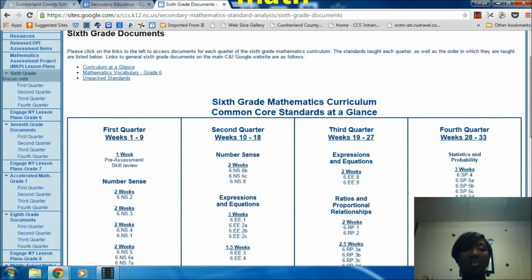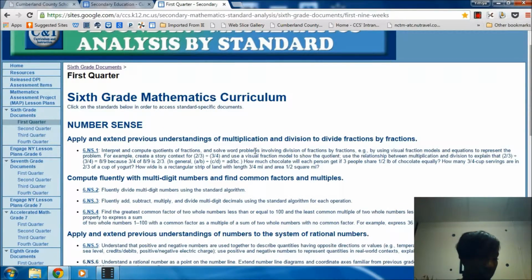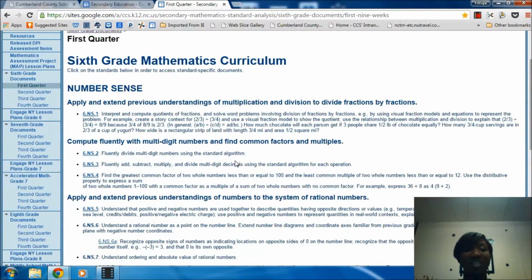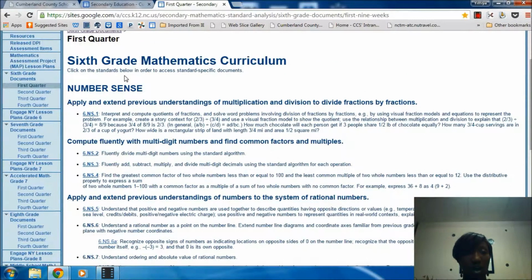Going back over here to this left-hand navigation bar. And again, I'm planning for my first quarter. So I'm going to click on first quarter. And here are the standards that are listed. We saw first that 6NS2 was there first.